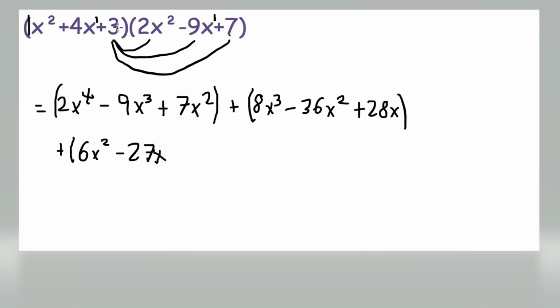So, sa next is 3 times 7 lang, basic multiplication. We can see that both numbers are positive. So, positive times positive is positive. 3 times 7 is positive 21.